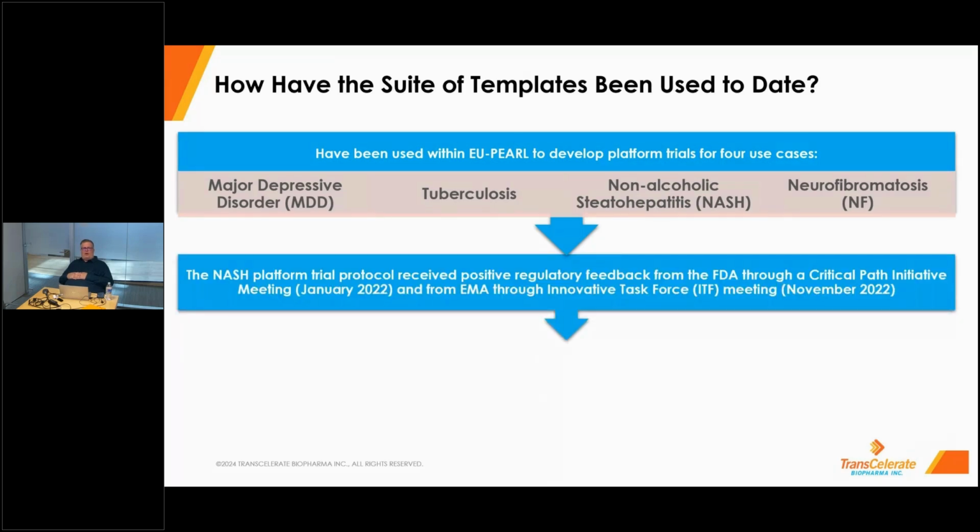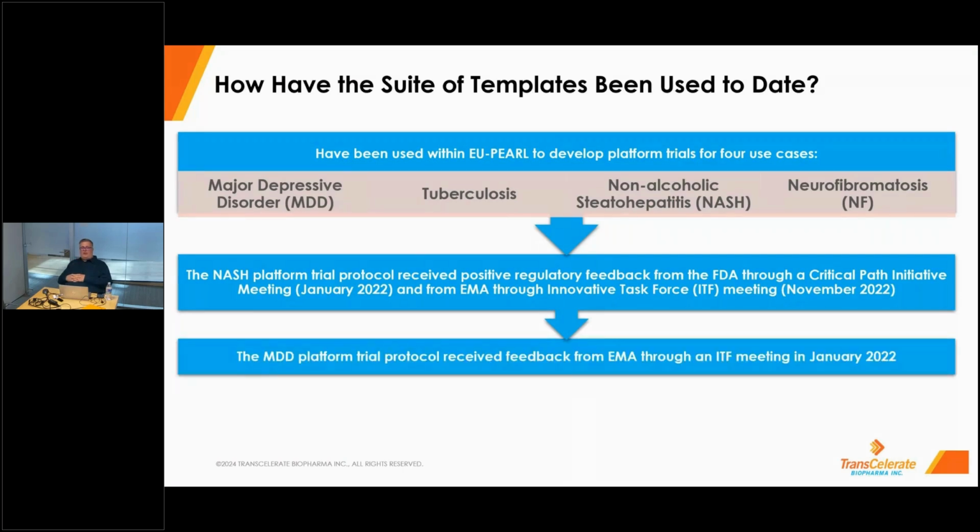The NASH platform trial protocol received positive regulatory feedback from the FDA through a critical path initiative meeting in January 2022, as well as from the EMA through an innovative task force meeting in November 2022. The major depressive disorder platform trial also got health authority feedback through an ITF meeting in January 2022.